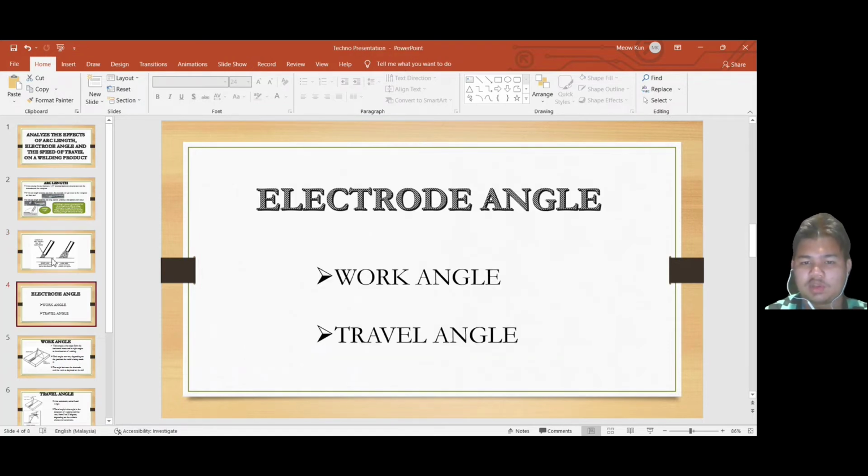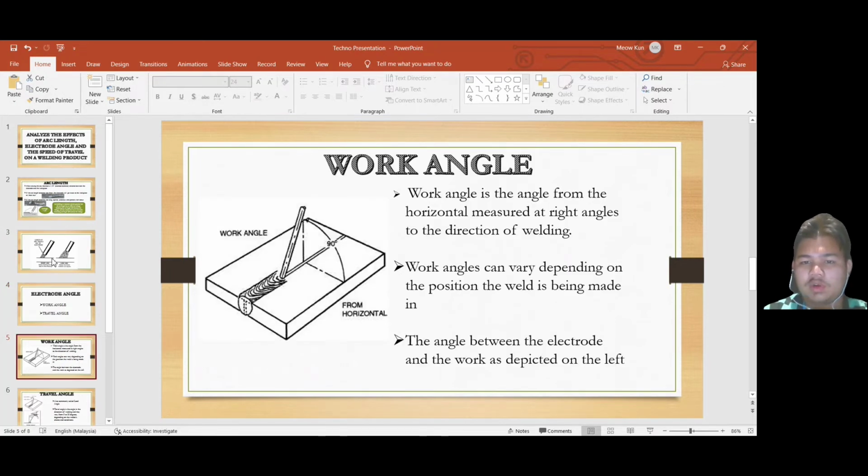Now we go to the electrode angle. For the electrode angle we have two: the work angle and the travel angle. Work angle is the angle from the horizontal, measured at right angles to the direction of welding. Work angles can vary depending on the position the weld is being made in.